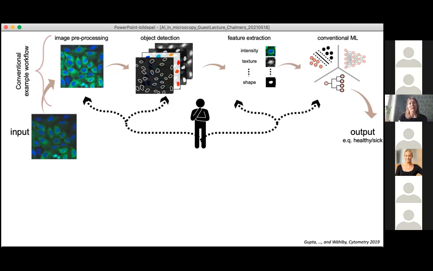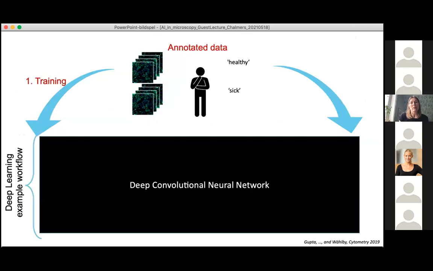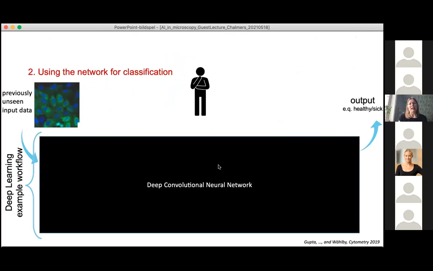And as you have learned now during this course, it would be quite different if you would use a deep convolutional neural network, because you would instead start with manually annotated data saying that, okay, these are the healthy looking cells and these are the sick ones. You would do the training and then you would continue with using the network for classification of previously unseen input images to get your output.